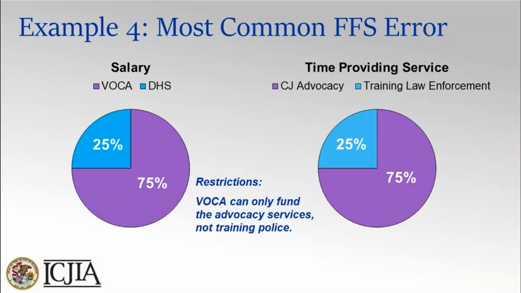and this is why. This is a different example now. We have two pie charts. On the left, this is how a person is paid. Okay, they're 75% VOCA funded, 25% DHS. On the right side, we're seeing how this person generally spends their time. Okay, so this person spends three-quarters of their time doing criminal justice advocacy. The other quarter of their time is spent training police officers. We know that's not VOCA fundable.